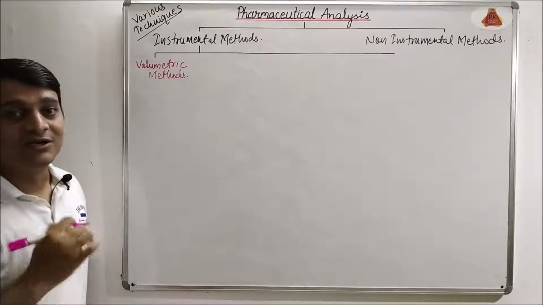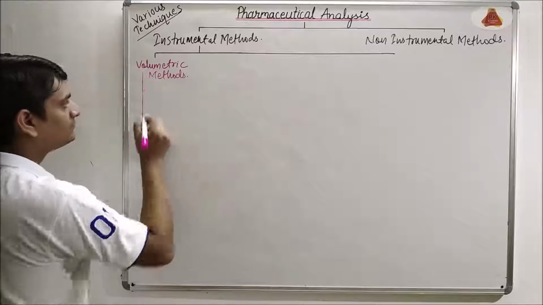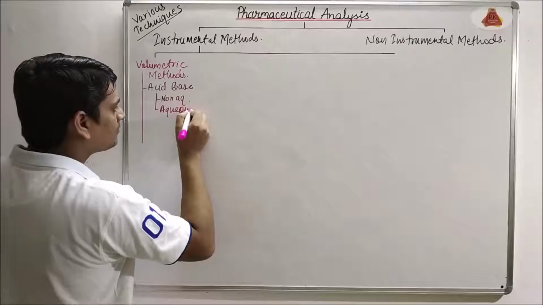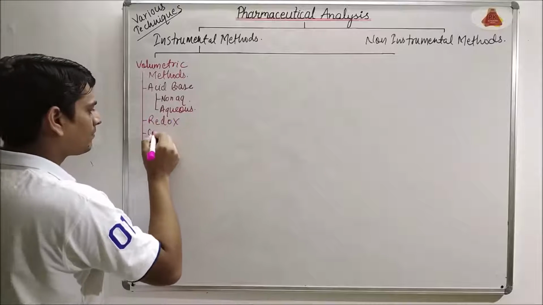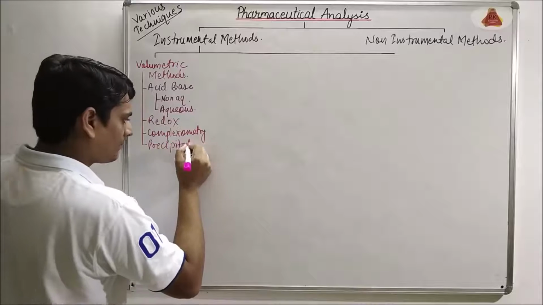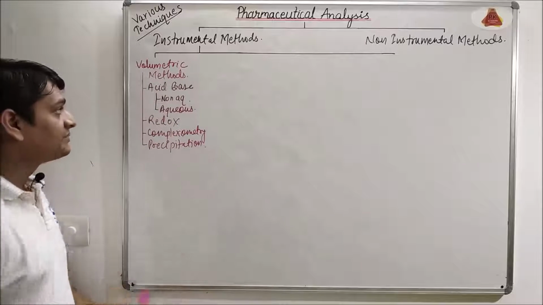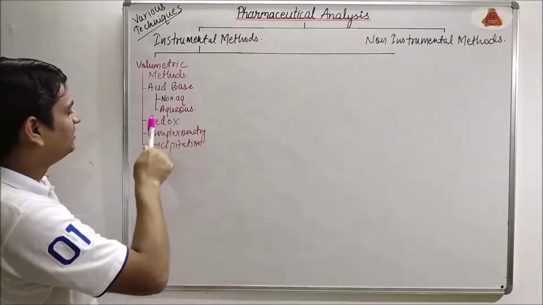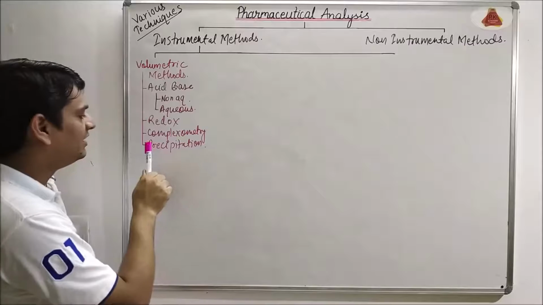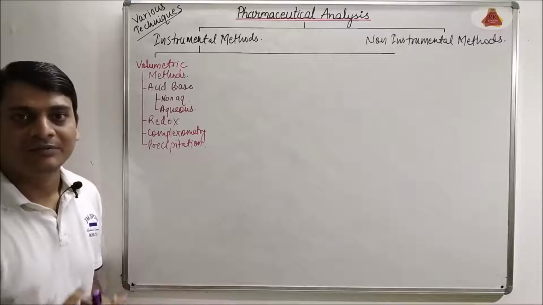These volumetric methods are again categorized into 4 types. First one is acid base titration, second one is redox titration, third one is complexometric titration, and the fourth one is precipitation titration. So what is volumetric method?